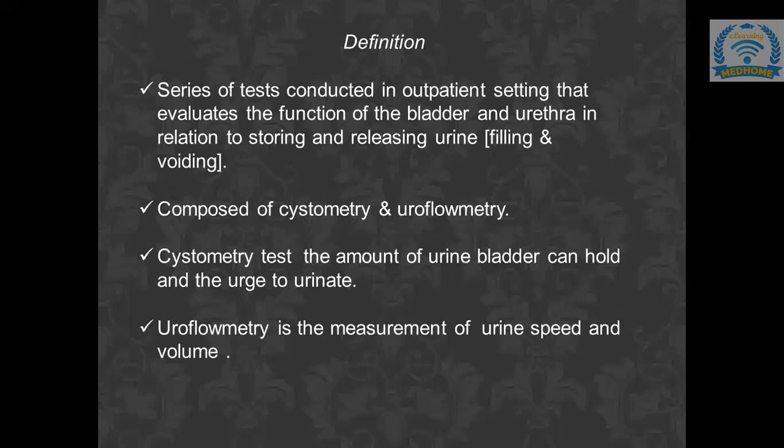Now, what is the definition of urodynamics basically? These are a series of tests which are conducted in an outpatient setting that evaluate the function of the bladder and the urethra in relation to storing and releasing urine, that is the filling and the voiding phase. Now, urodynamics is divided into cystometry and uroflowmetry. Cystometry test includes the amount of urine the bladder can hold and the urge to pass urine. Now, what is uroflowmetry? It is the measurement of urine speed and the volume of the urine.